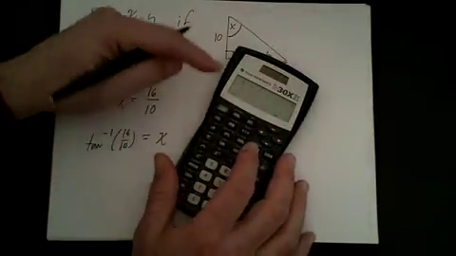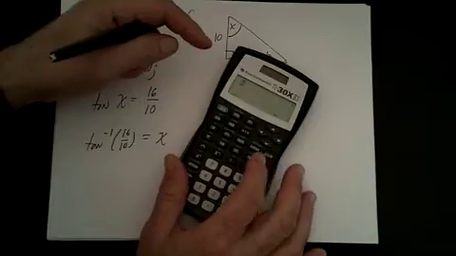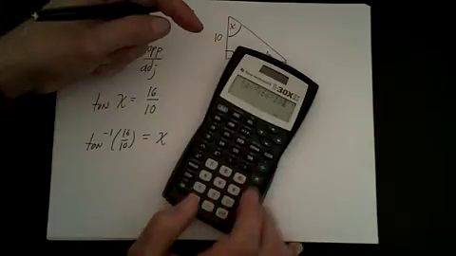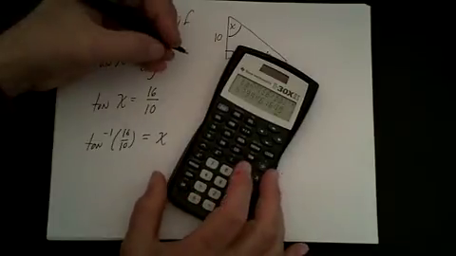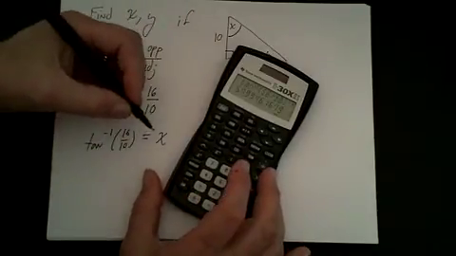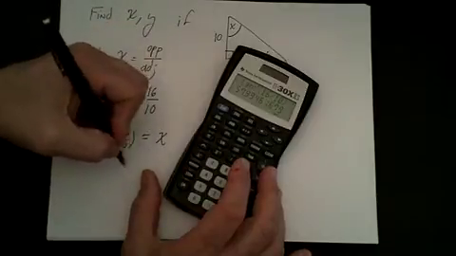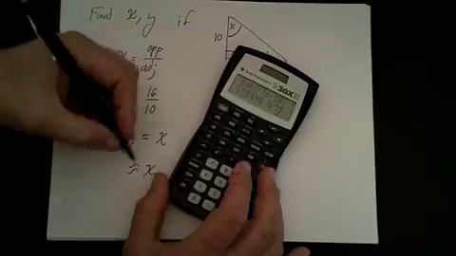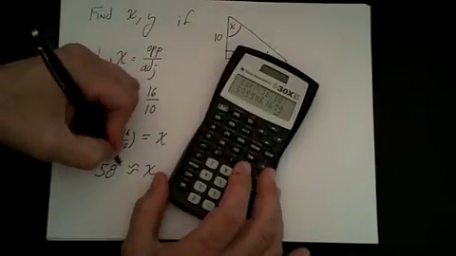I go tan inverse 16 divided by 10, and I get about 58 degrees. It's 57.995. Depending on where I'm rounding to, if I round to one decimal place, that's going to be 58 degrees.